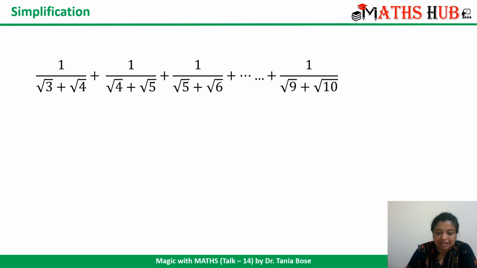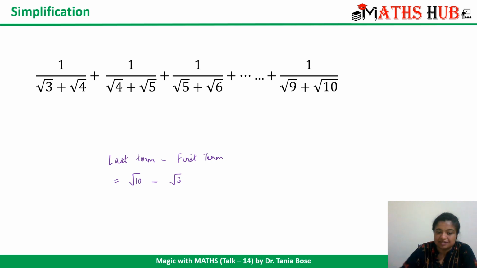The trick is that you will take the last term and the first term and just subtract, and that is the sum of all these terms. So what is your last term? It is root 10. And what is your first term? Your first term is root 3, right?